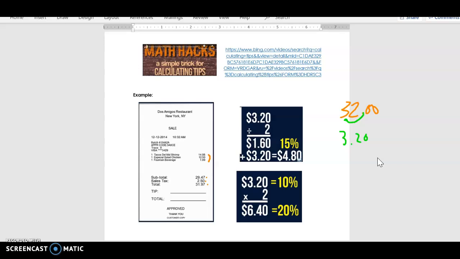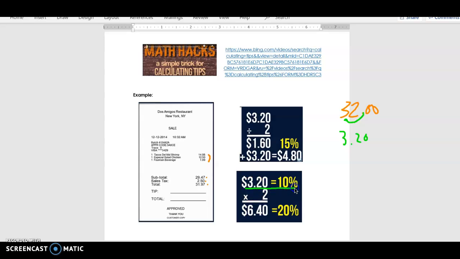We calculated 10%. So you take the total, you round it up to the nearest dollar, you move that decimal over, and we get $3.20. Now, if we take a look at 10%, okay, the number 10, and again, it actually spells it out for you down here a little bit more.